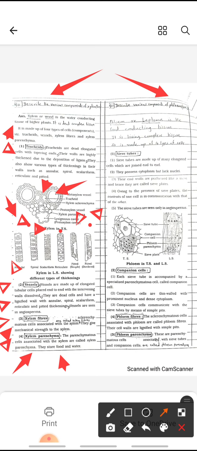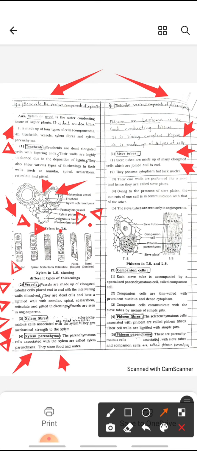The next is phloem. Phloem is also called leptom. It is a food conductive tissue. It is a living complex tissue and it is also made up of 4 types of cells. So first is sieve tubes. Sieve tubes are made up of many elongated cells. They possess cytoplasm but the nucleus is absent in the sieve tube.